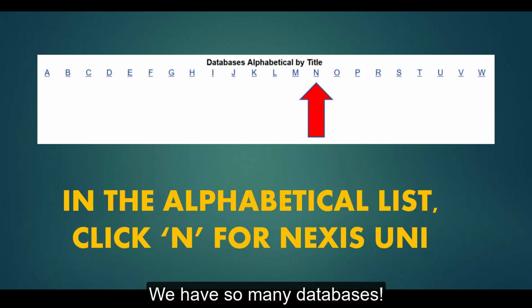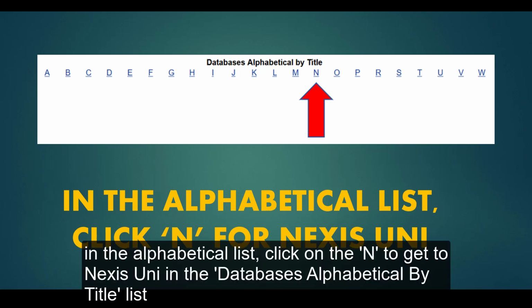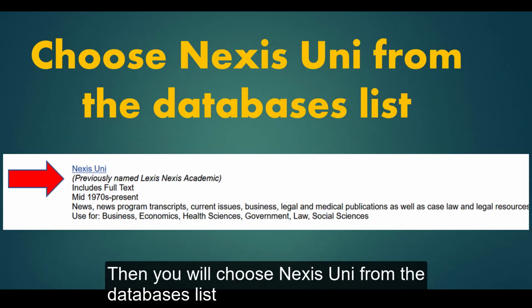We have so many databases. In the alphabetical list, click on the N to get to Nexis Uni in the database's alphabetical by title list. Then you will choose Nexis Uni from the databases list.